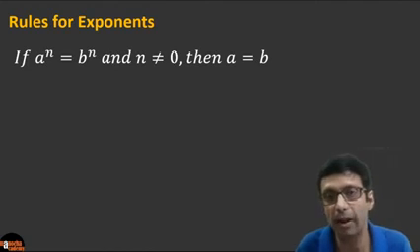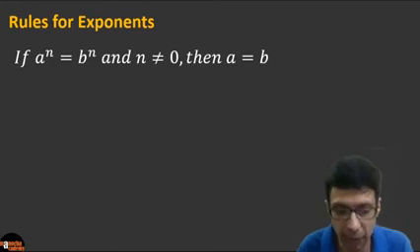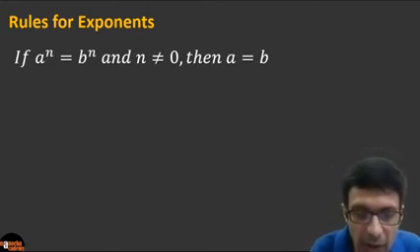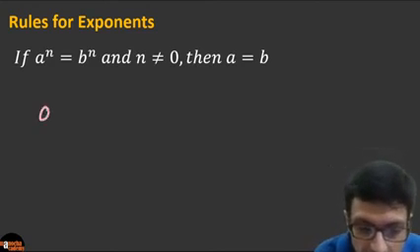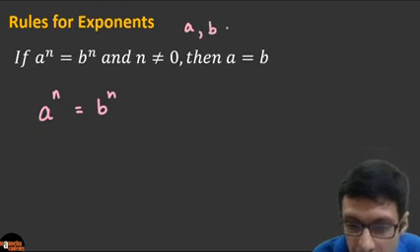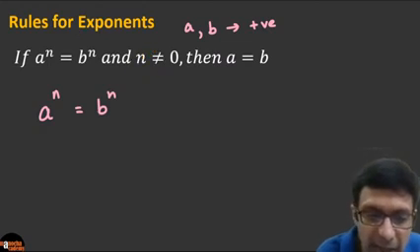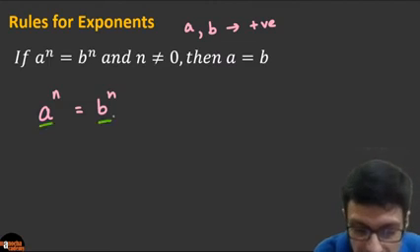If a to the power n is equal to b to the power n, right? So what are we saying? If a to the power n is equal to b to the power n, and again here, guys, a and b are both positive numbers, and the power n is not equal to 0, then we can say that a is equal to b. That means the bases are equal.